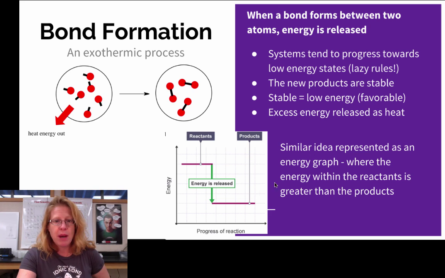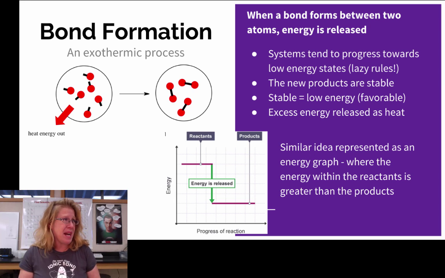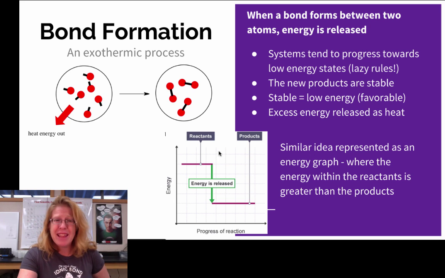So you can kind of see this in this bottom graph that's down here, where you'd say, okay, how much energy was in the reactants to begin with? And this is stored up either within the bonds that are already present or within other more complicated things, the structure of the atom itself, but how much energy is in the reactants.